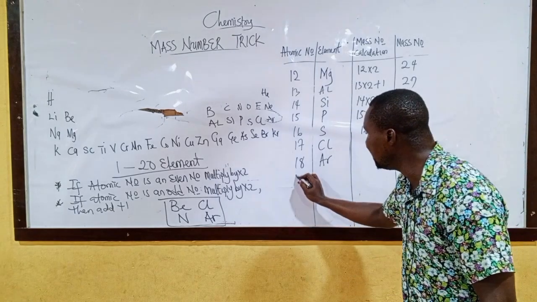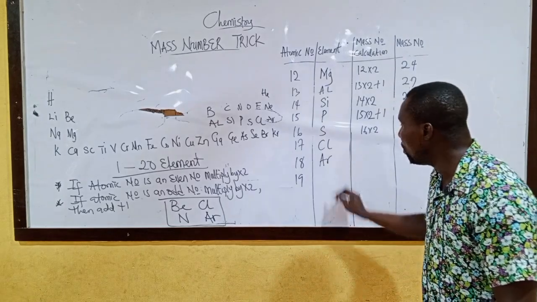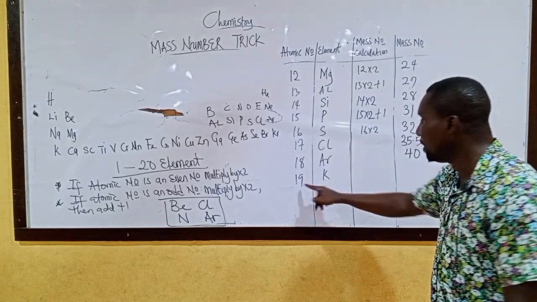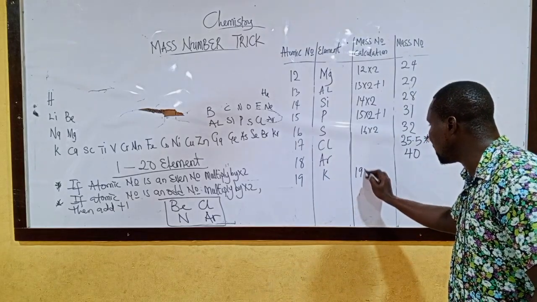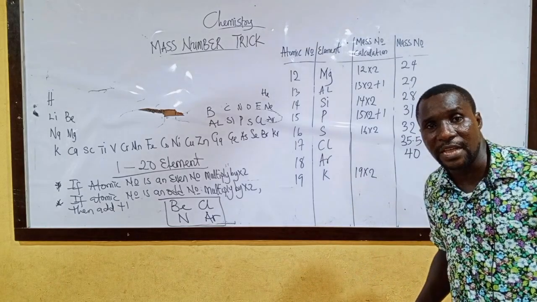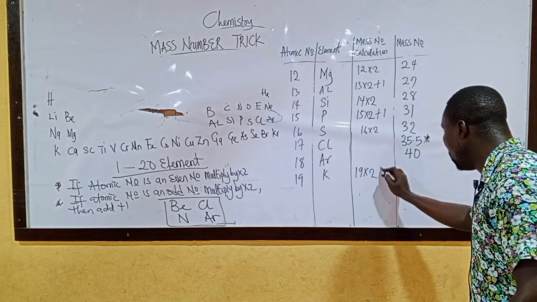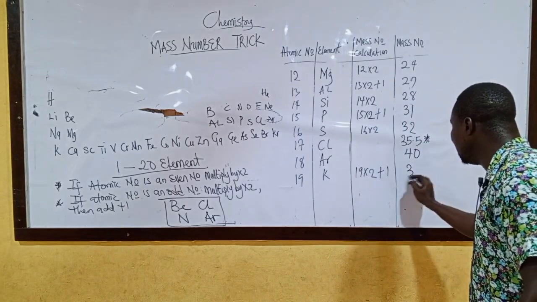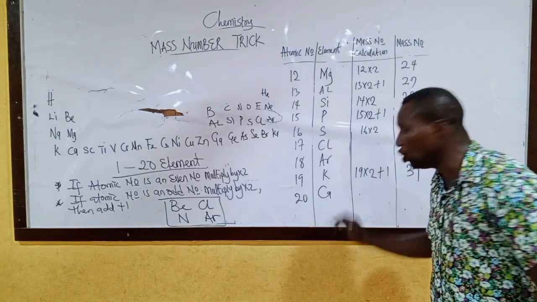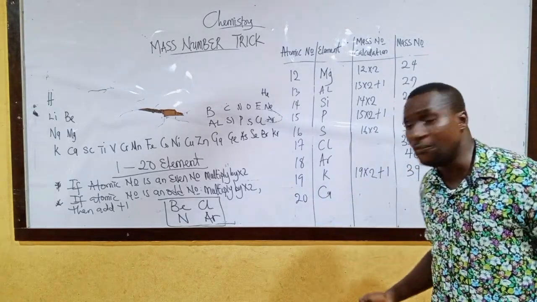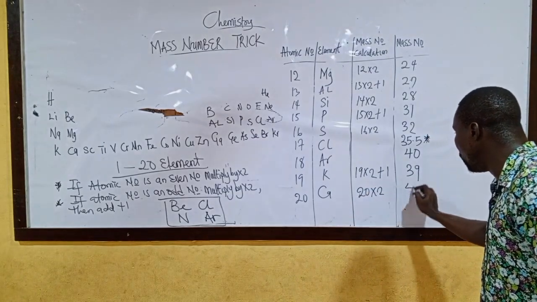Then we have 19. 19 is what? Potassium. And 19 is what? Odd number. That is 19 times 2. What is 19 times 2? 38. Then add 1. That is 39. Then 20. Calcium. 20 is what? Even number. That means multiplied by 2, which is what? 40.